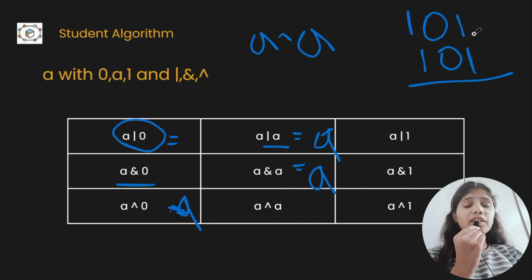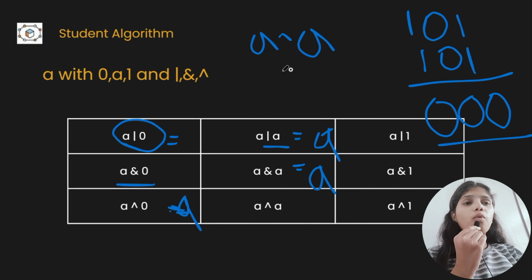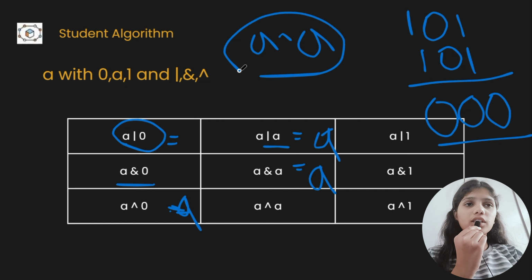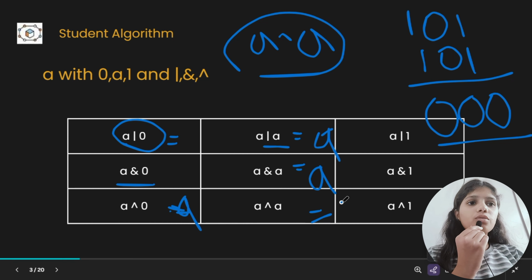Here we have the same numbers, and we are performing this operation: 1 XOR 1 gives 0, 0 XOR 0 gives 0, 1 XOR 1 gives 0. So what we have concluded here is, if we perform XOR on the same numbers, then the result will be 0. So that will be equal to 0.